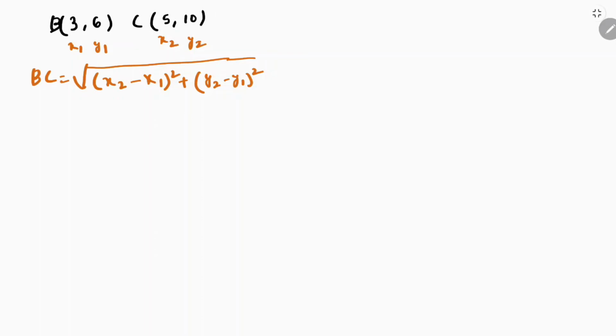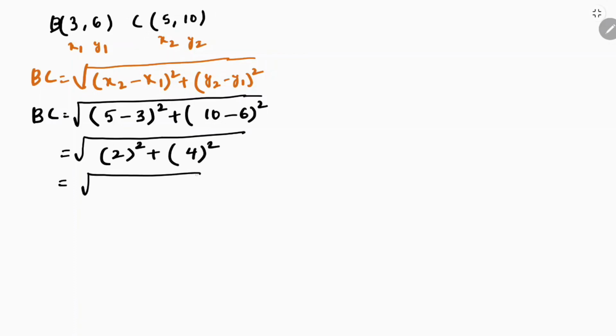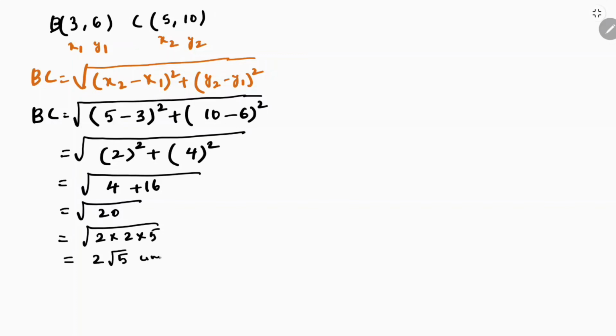Now if I substitute the values here, BC is under root x2 is 5 minus x1 is 3 whole square, y2 is 10 minus y1 is 6 whole square. 5 minus 3 is 2 whole square, 10 minus 6 is 4 whole square. 2 square is 4, 4 square is 16, so root 20. Root 20 again you can write as 2 into 5, so 2 root 5 units.